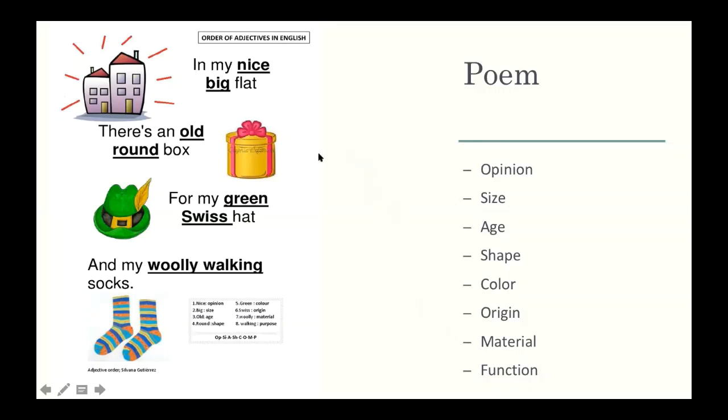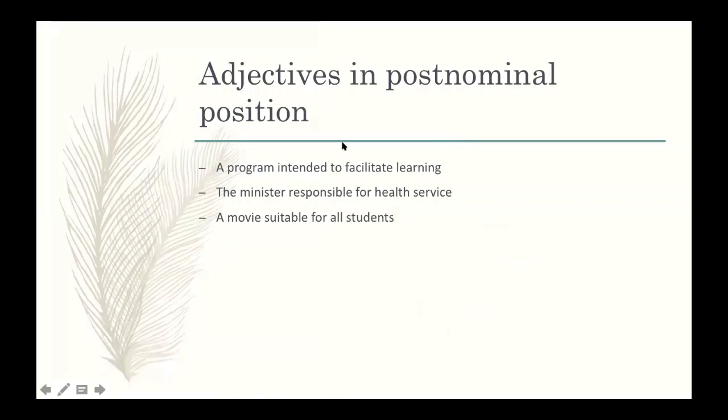Okay, once again, the poem is for the order of the adjectives in English. Now we talk about the adjectives in the pre-nominal position. How about the adjectives in post-nominal position? We have a program intended to facilitate learning, or the ministers responsible for health service, or a movie suitable for all students. So you see we have some adjectives, but this time they're in the post-nominal position.